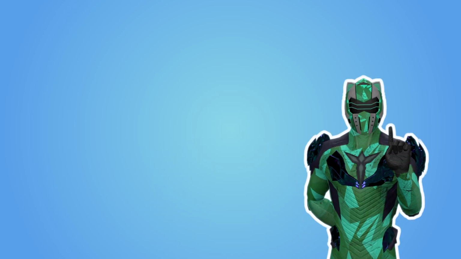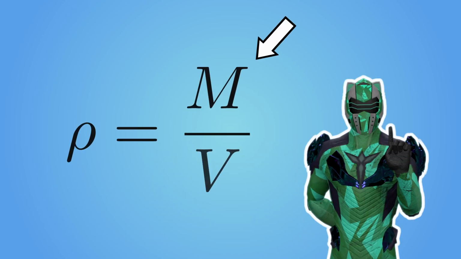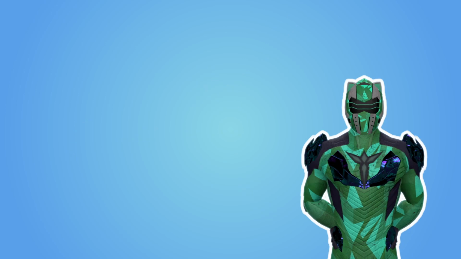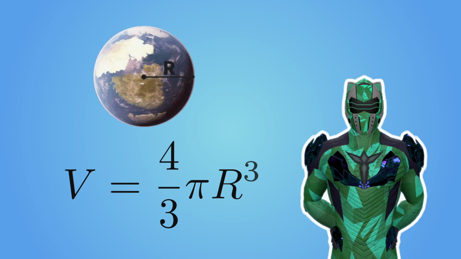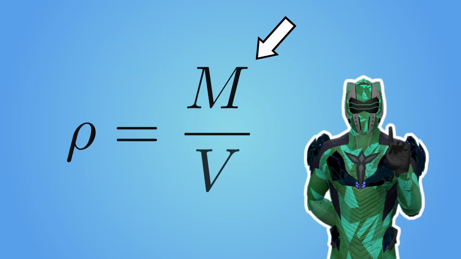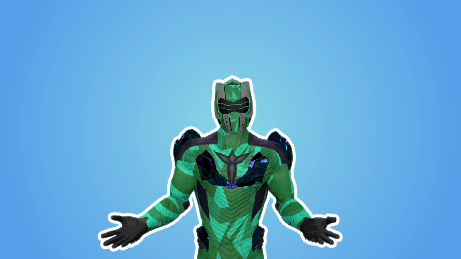How do we calculate density? Well, density is simply mass divided by volume. Here the volume is very easy to calculate. It is simply the volume of a sphere. And since we just calculated the radius, we immediately get the volume. However, mass is a bit tricky. How do we calculate the mass of Auraxis?